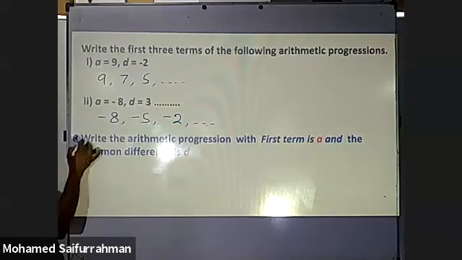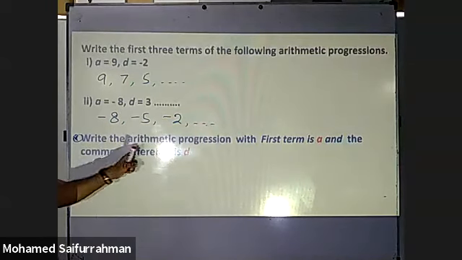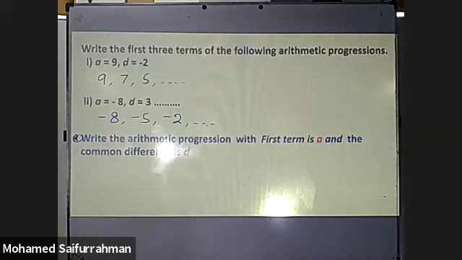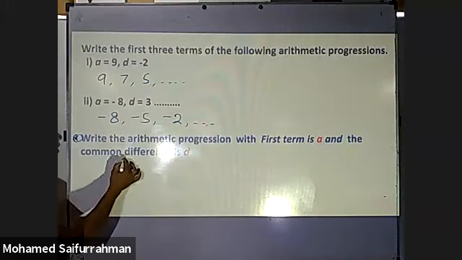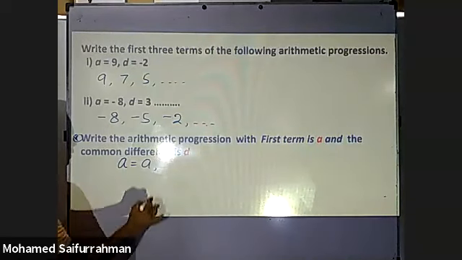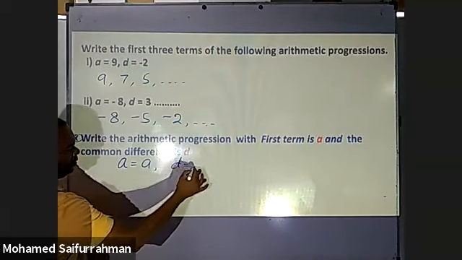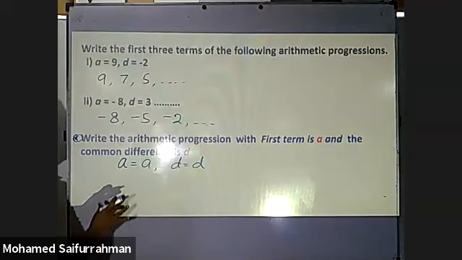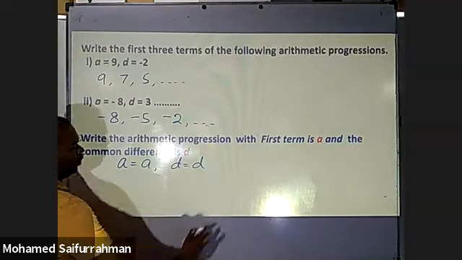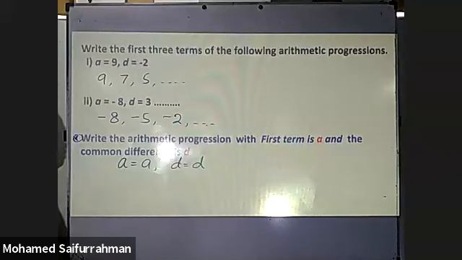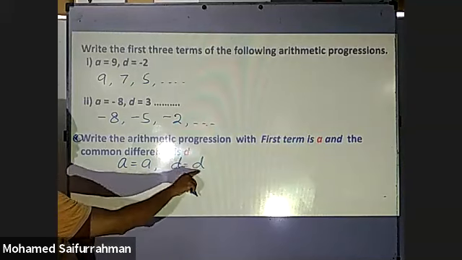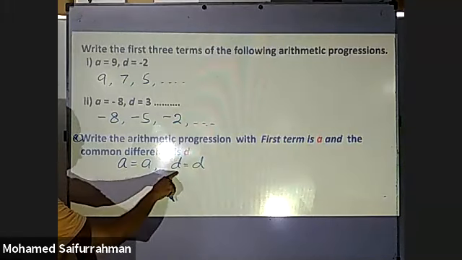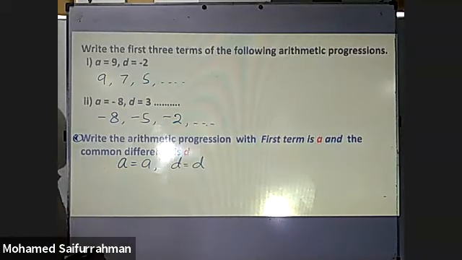This is a very important part. Write the arithmetic progression with the first term is A and the common difference is D. First term is A, difference is D. Then let's try to write the progression. This is the standard format of the arithmetic progression. According to the symbol, first term is A, common difference is D.